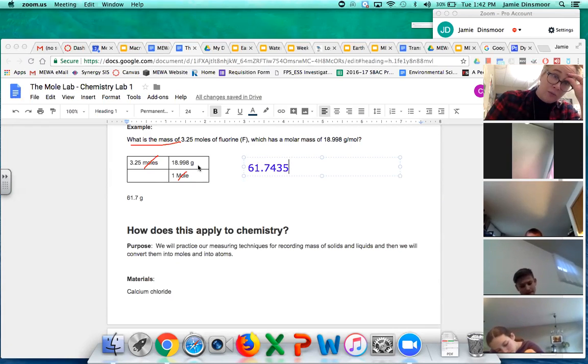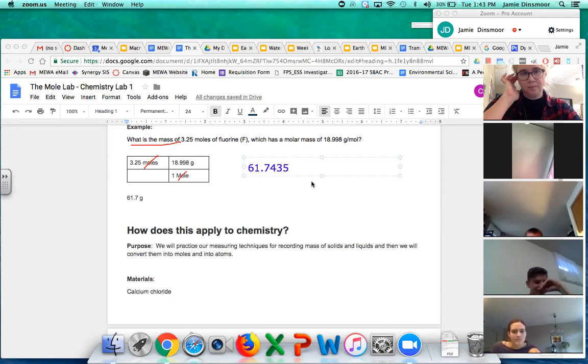Now, how many sig figs, though, would we have? How many sig figs are in the number of moles that we were given here? 3. How many sig figs are in our molar mass? 5. So do we do 5 for our answer? Do we do 3? Do we do something in the middle? What is the rule here for sig figs? And you might not remember, right? I like how Oliver's guessing. Do we do 3? Yes, right?